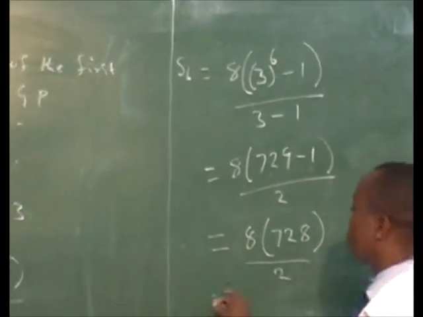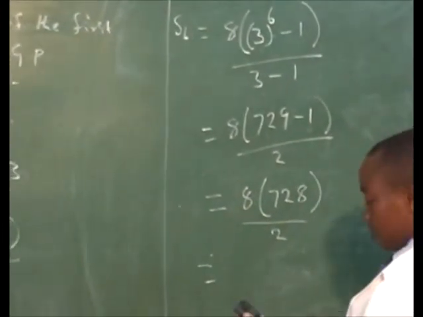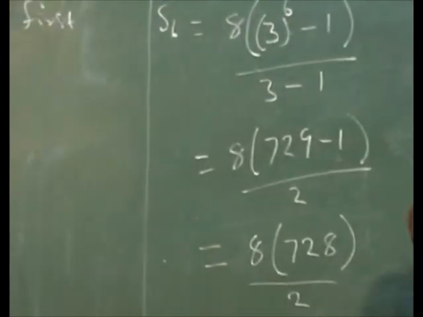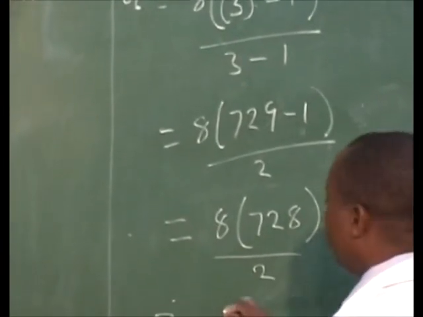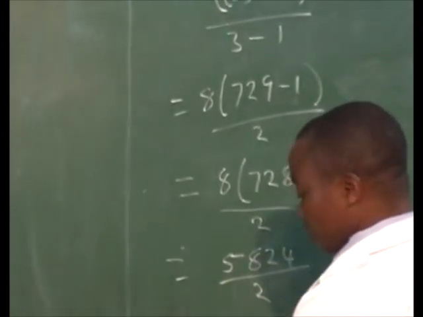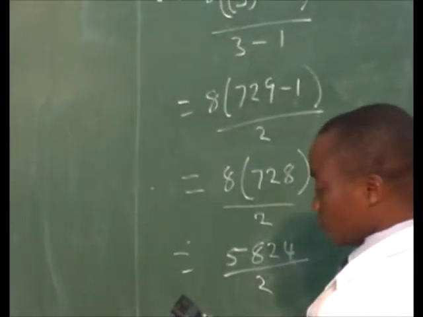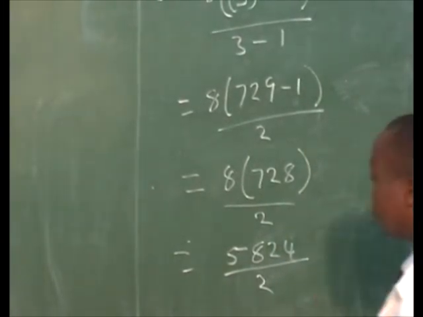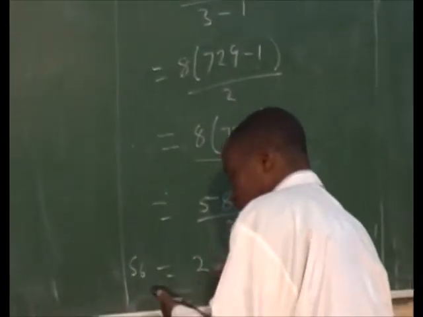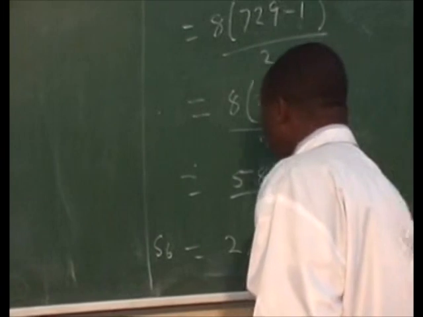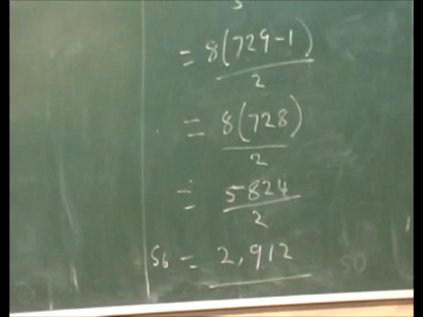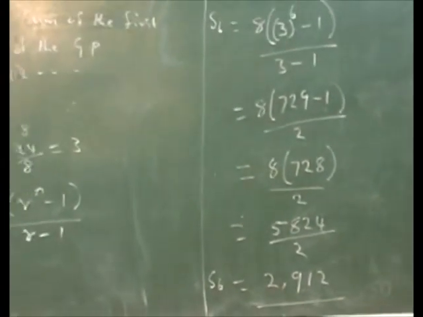728 times 8 gives us 5,824, divided by 2 will give us 2,912. So S6 will be equal to 2,912. So that's how simple it is when you use the sum formula. You can do it effectively.